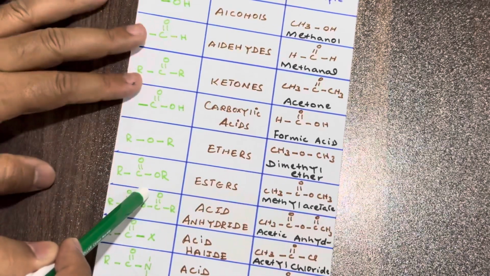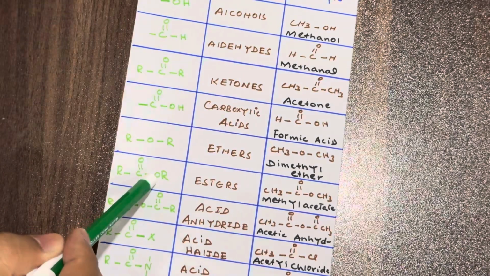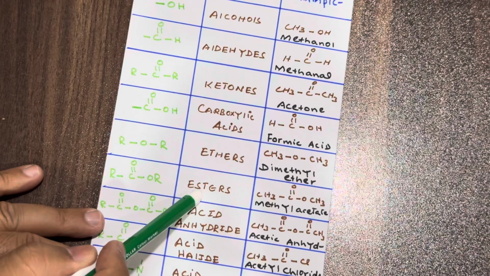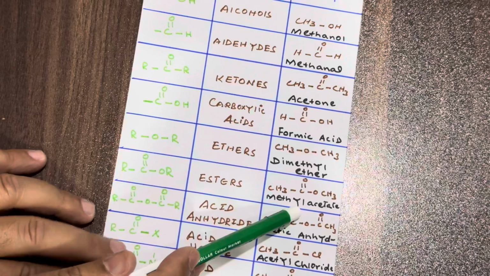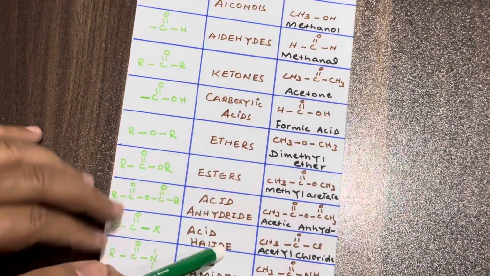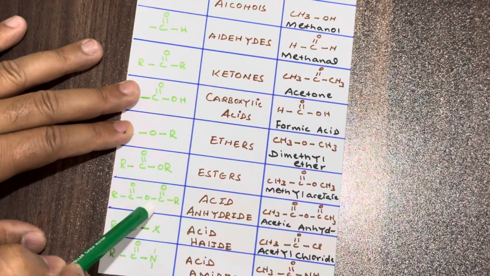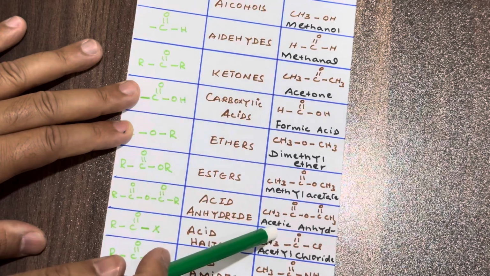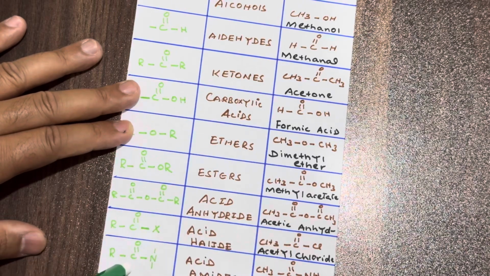If the functional group C double bond OR is present, then that is called the esters. This one is the ester linkage. The class is called the esters, and the simplest member of the esters is methyl acetate. Methyl formate can also be one of the members. Similarly, if this linkage is present, it is called the acid anhydride linkage. The class is acid anhydride, and a famous example is acetic anhydride, which is produced by removing one water molecule from two acetic acid molecules.